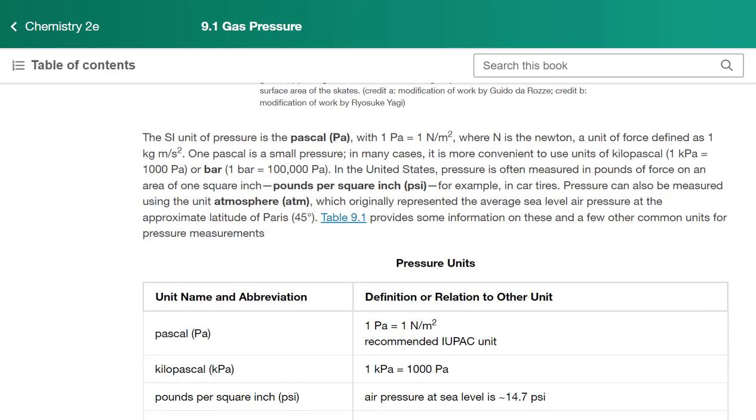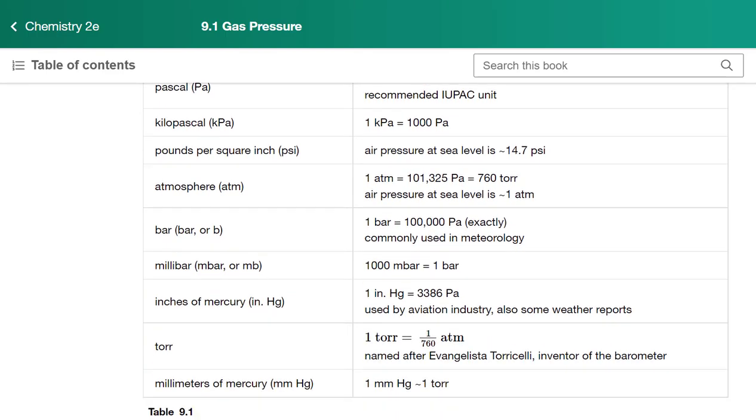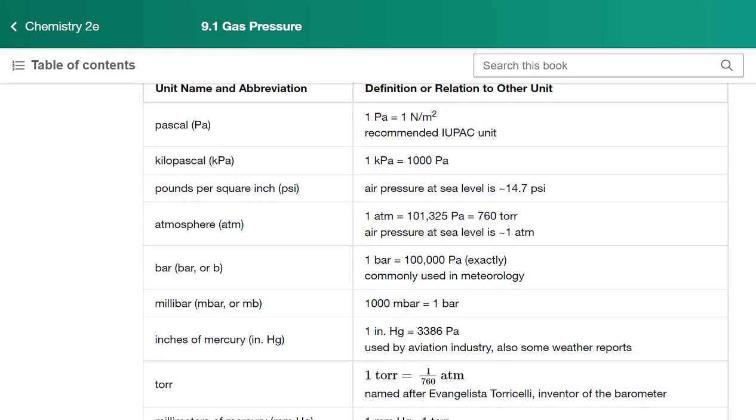This table is showing the relationships between the various measures of pressure, and you basically would need to be able to do conversion factors between these. So if you're given pascals or kilopascals, do you convert to atmosphere? If you're given torr, do you convert to atmosphere? You don't have to memorize these conversions. They would be provided for you. You simply need to be able to do the conversion factors in a way similar to what we've been doing this entire semester.